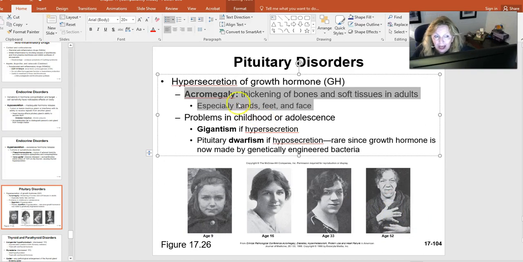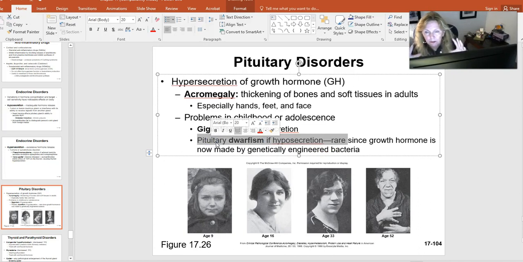So this is called acromegaly. Acromegaly: hypersecretion of growth hormone where the onset is in adulthood. Gigantism is hypersecretion of growth hormone in children. Now, a hyposecretion in children would lead to dwarfism, pituitary dwarfism.